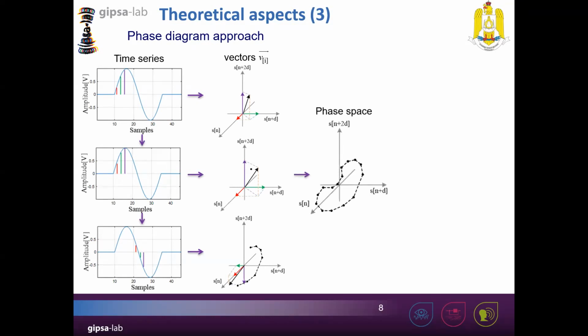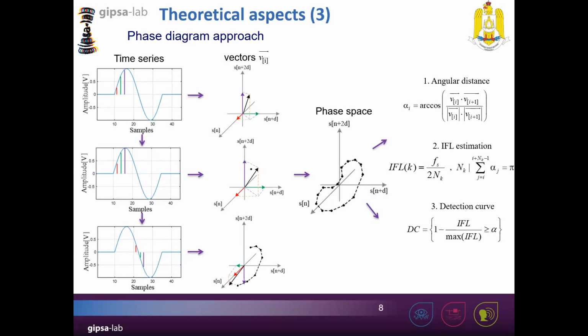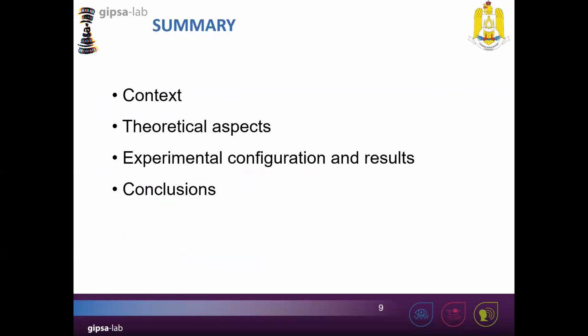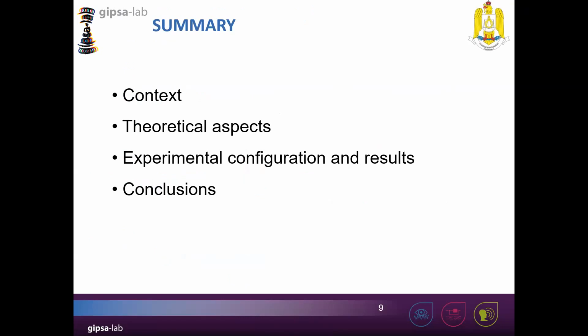In the process of determining the detection curve, the following steps are followed. First, we determine the angular distance between two position vectors. And second, we estimate the instantaneous frequency law of the signal according to the number of points that check the condition for angular distance. In the next section, we will present the experimental application and the results obtained.